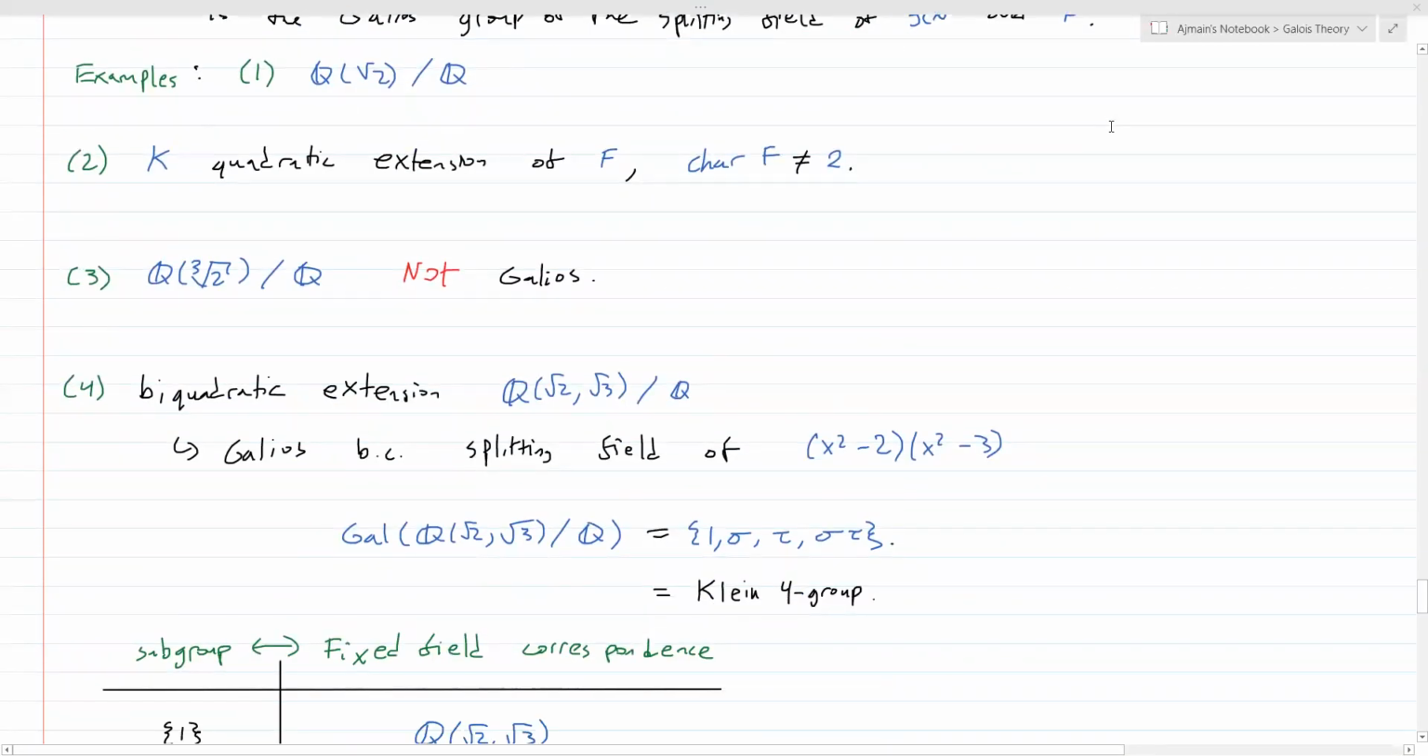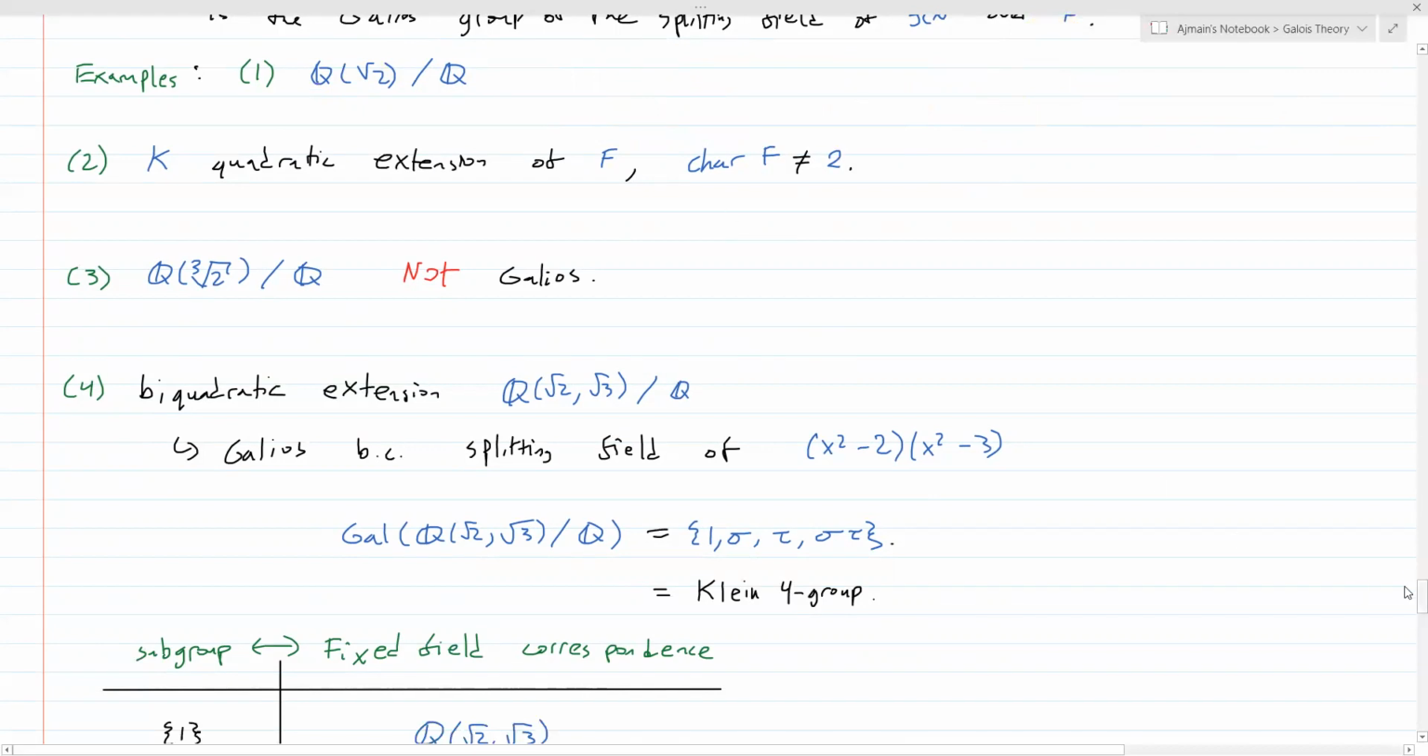So first example, Q adjoin square root of 2 over Q. This is a Galois extension. It is the splitting field of x squared minus 2. Okay, what are the automorphisms? Well, aside from the identity, you have to send square root of 2 to minus square root of 2, because that's the only other option you have. So those are the two automorphisms in here. So the Galois group is Z2, or Z mod 2Z, because if you apply the automorphism twice, then you get the identity: square root of 2 to minus square root of 2 to square root of 2, which is the identity.